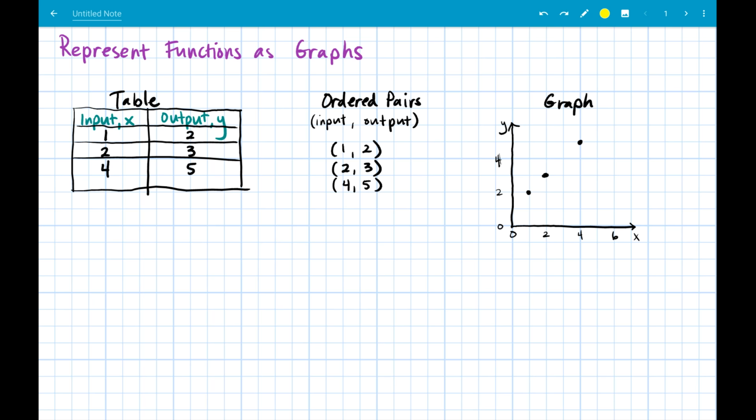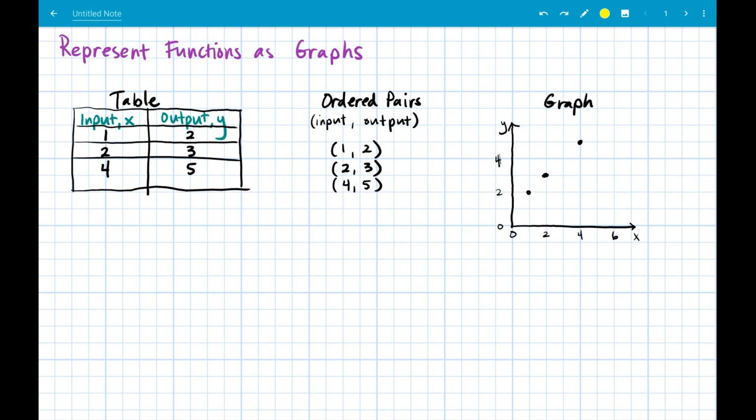In this video, we will be talking about how you can use a graph to represent a function. If you're given a table that represents a function, each corresponding pair of input and output values forms an ordered pair of numbers, which can then be used to plot on a graph.